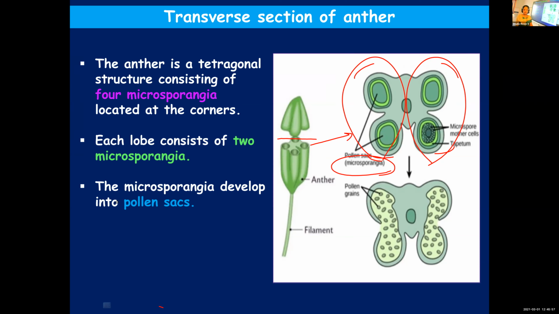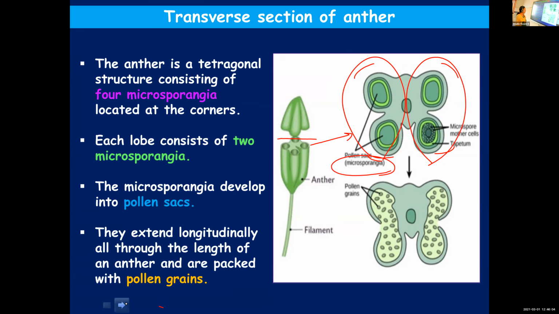What is the significance of these microsporangia? They will later develop into pollen sacs. They extend longitudinally all through the length of an anther, and they'll be packed with pollen grains. They'll be spread across the entire length of the anther, and these pollen sacs or microsporangia will be filled with pollen grains.